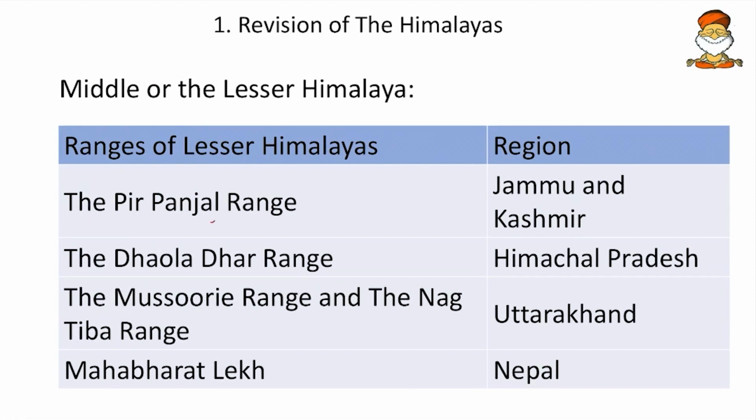So here the Pir Panjal range falls under the middle Himalayas in Jammu and Kashmir, and then Dauladhar range of Himachal Pradesh, and then Mussoorie range and Nag Tibba range of Uttarakhand, and Mahabharat range of Nepal. All these are the Lesser Himalayas or the Himachal.